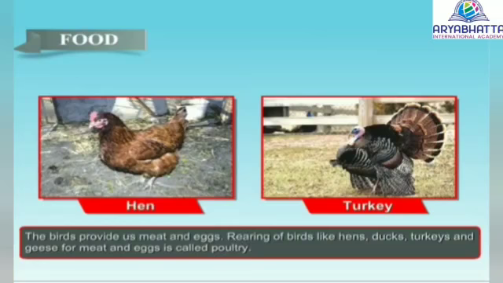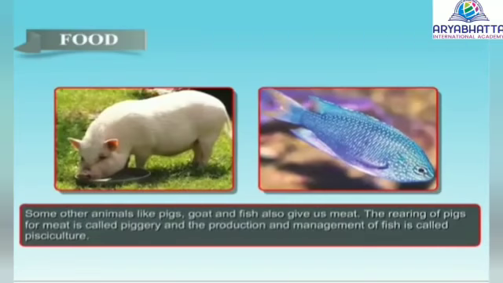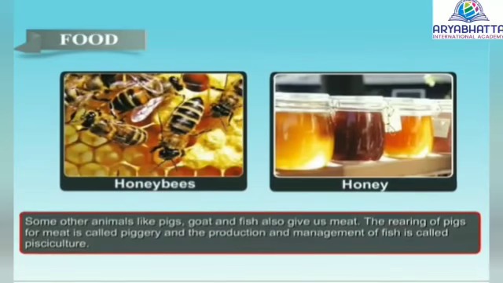The birds provide us meat and eggs. Rearing of birds like hens, ducks, turkeys and geese for meat and eggs is called poultry. Some other animals like pigs, goat and fish also give us meat. The rearing of pigs for meat is called piggery and the production and management of fish is called pisciculture. Honeybees provide us honey, which is a good source of nutrients. Rearing of honeybees for commercial production of honey is called apiculture.